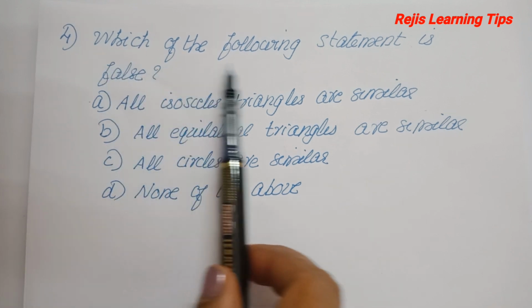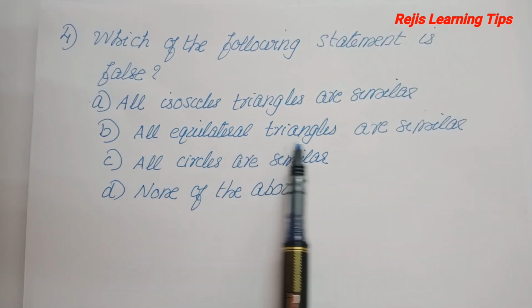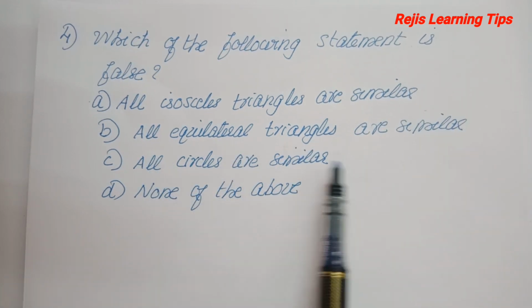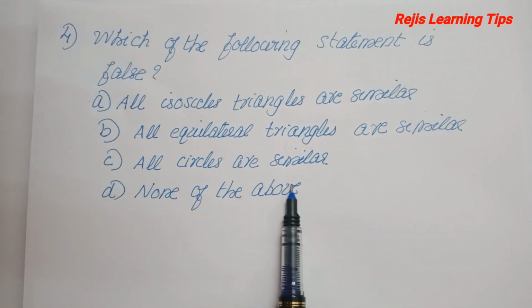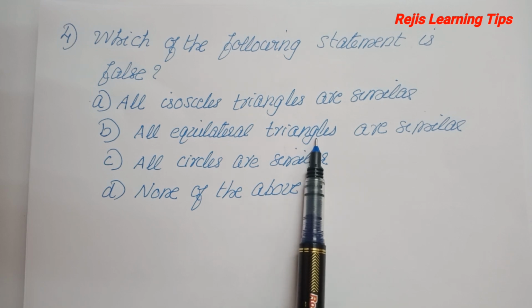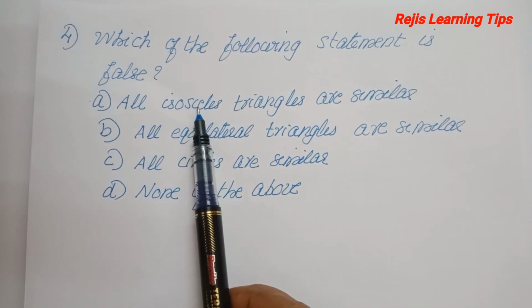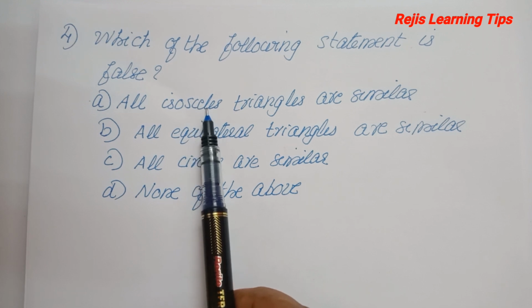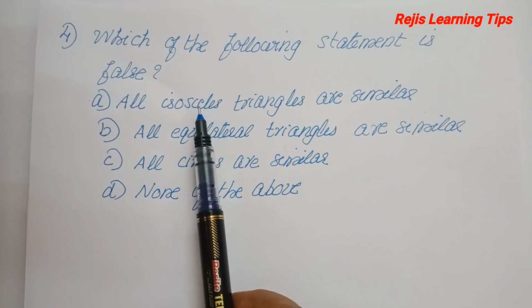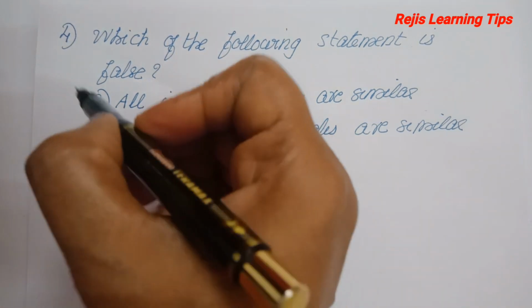Then fourth question. Which of the following statements is false? All isosceles triangles are similar. All equilateral triangles are similar. All circles are similar. None of the above. In the case of an equilateral triangle, its three sides are equal, so we can say that equilateral triangles are similar, and all circles are also similar. But in the case of an isosceles triangle, in which two sides are of equal length, two isosceles triangles may not be similar. Hence, the statement given in option A is false. Thus, A is the correct option.